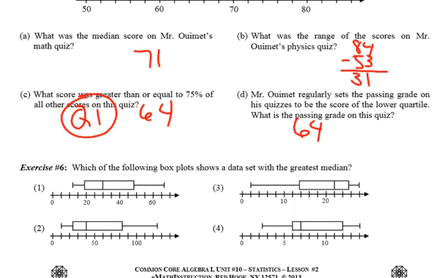Okay. Which of the following box plots shows a data set with the greatest median? Median is the middle of the box, so we're looking to see where the median is furthest, but I see they've changed the scale, so we have to actually look. So this one has a median of 30, halfway between 20 and 40. This one has 22. This one has a median of 7, so it's definitely not that one. And let's see, 10, 20, 30, and this one has 40. So I would say it would be example 2.